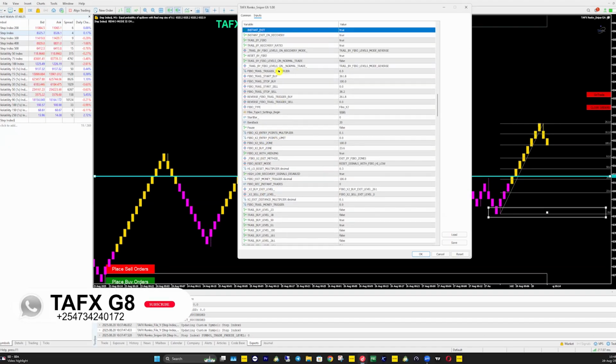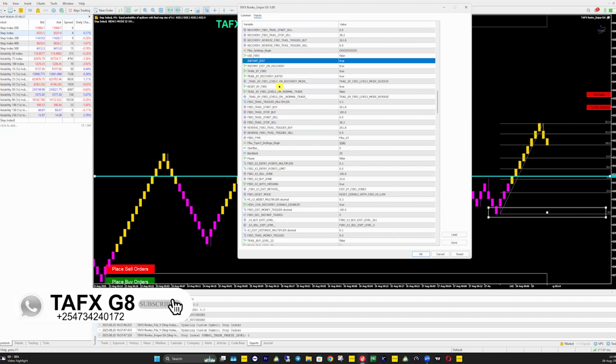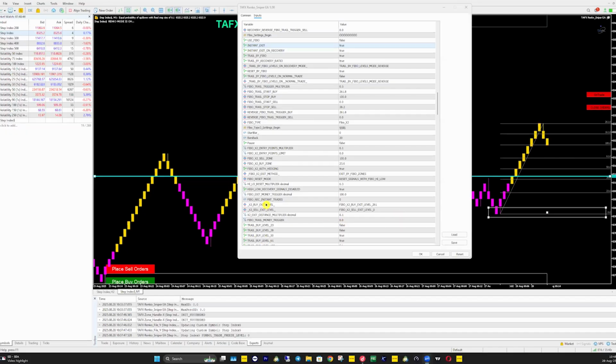If you scroll down, you will find the exit levels. We have buy exit level, and we have sell exit level. And as you can see, by default it is level 0, and the buy exit level is 261. So if you double click here, you will find that we have all exit levels for buy.